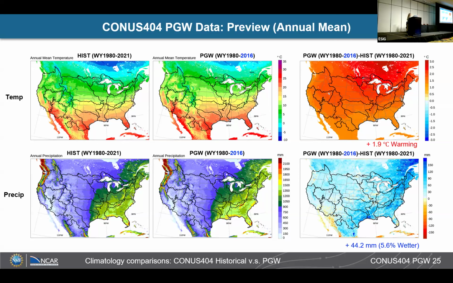As one expects, we see that there has been an increase in temperature that was built into it, and the impact on precipitation is on the bottom. Also an increase in precipitation in most places due to this pseudo global warming.